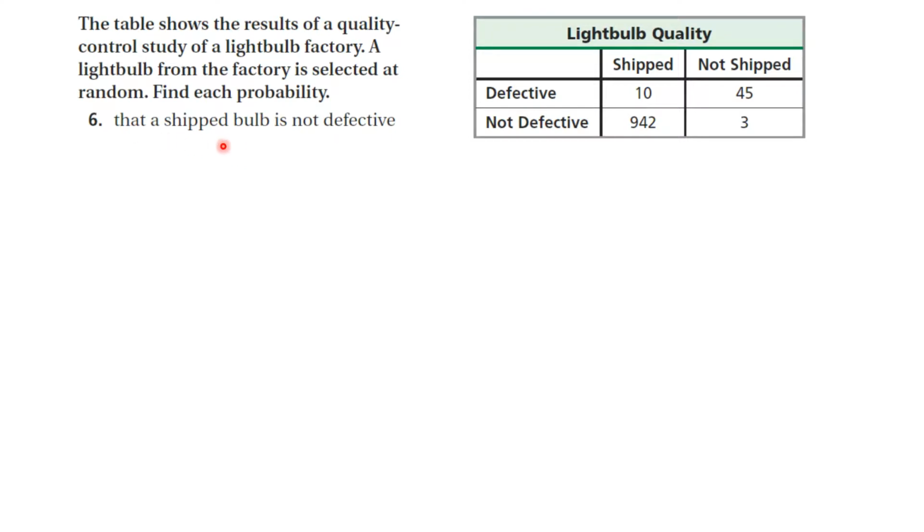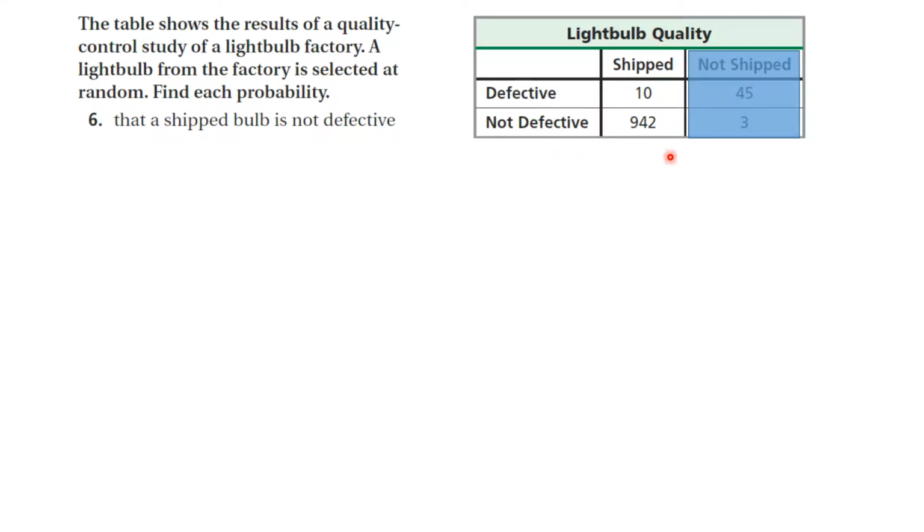So we know that it is shipped. We're going to look for the probability that it is not defective given that it is already shipped. This first one is usually a given. Because we have a shipped bulb, we want that to be not defective. So in this problem, this not shipped, that doesn't even matter. This is going to be the whole universe of this conditional probability.